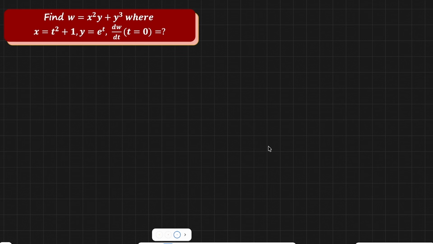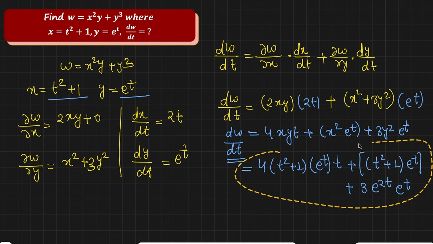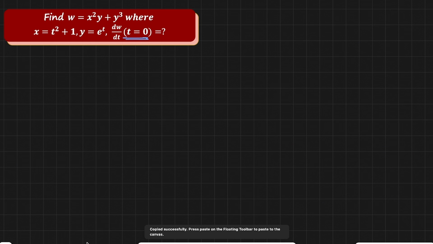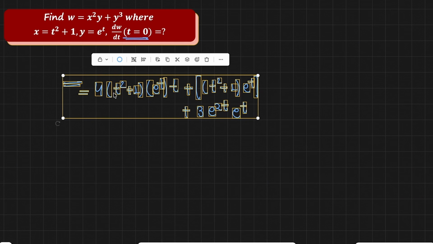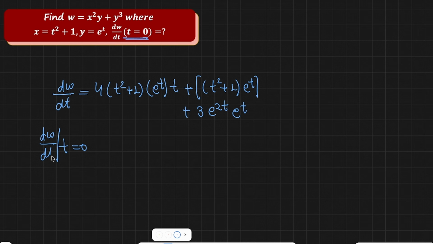This is at t equal to 0. So now what to do? We got this expression; now put t equal to 0. I will simply copy this. This is our dw by dt that I can write down here. Now it says to find the value at 0: dw by dt at t equal to 0.